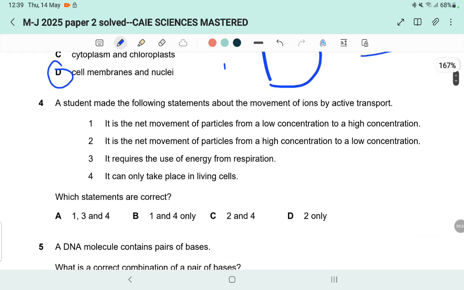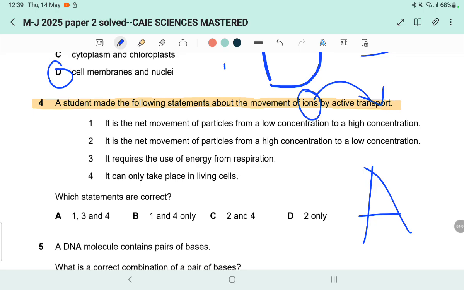Moving on to question number 4. It says here, a student made the following statements about movement of ions by active transport. So basically, for any movement of ions, you will guess it is active transport. Okay, so let us now read the question and the choices given, 1, 2, 3 and 4. We're going to move step by step and see which ones are wrong and which ones are correct, and we will analyze it together. So for question 4 the answer basically is A.